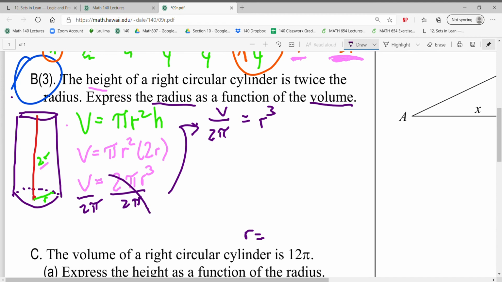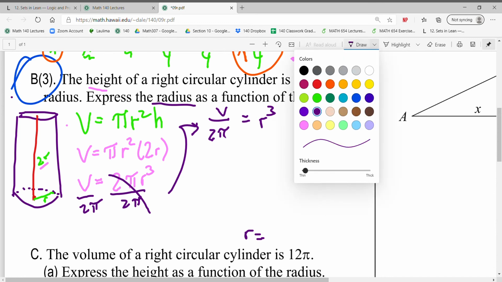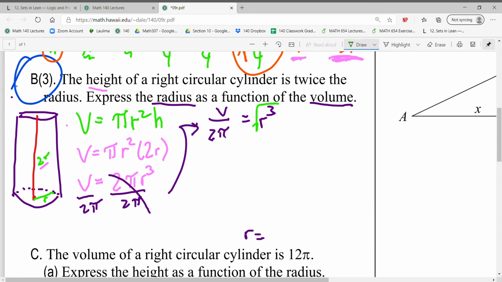Now, how do I get r cubed all by itself? Well, the opposite of squared is the square root, so the opposite of r cubed is the cube root. So let's do the cube root of this, and I'll get the cube root of V over 2 pi is equal to r. And so I'm going to write it down here again, but starting with r. r is equal to the cube root of V over 2 pi.